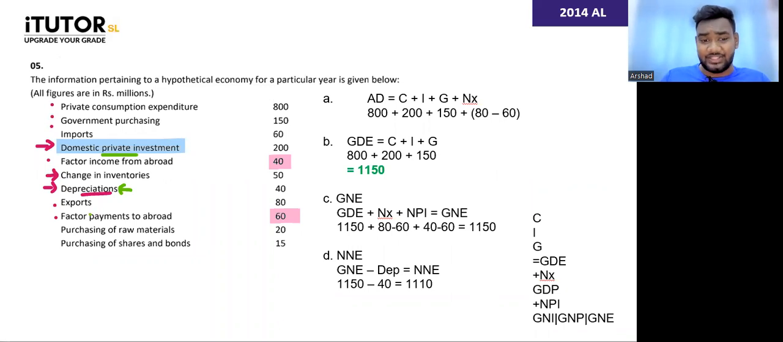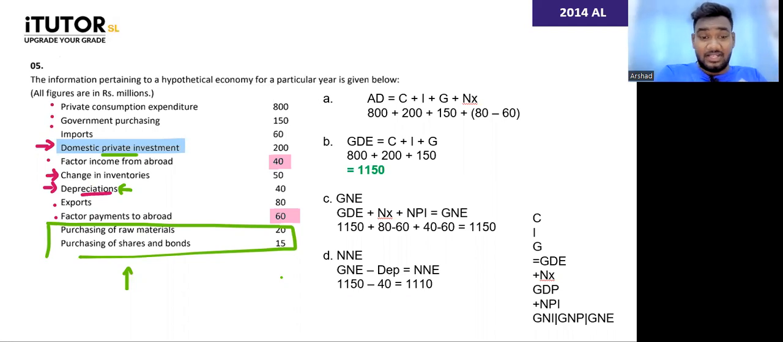Yes, what about these two? Purchase of raw materials and purchase of shares. Where do we include this? Under which approach? Purchase of raw materials, purchase of shares and bonds. Now, all the other information is for the expenditure approach. The last two. Under which approach do we add these two?